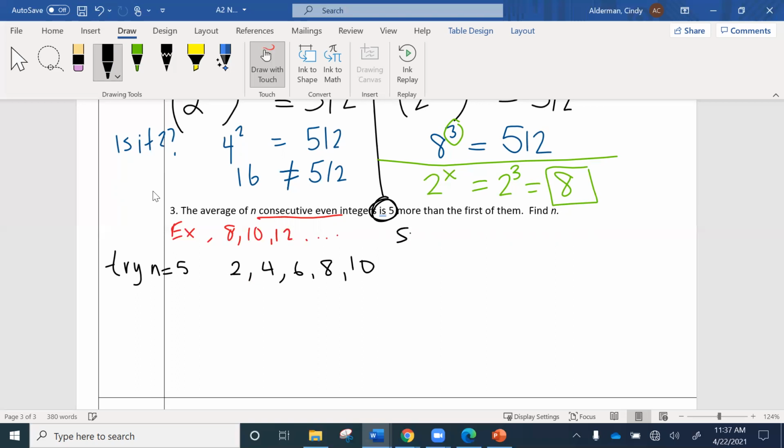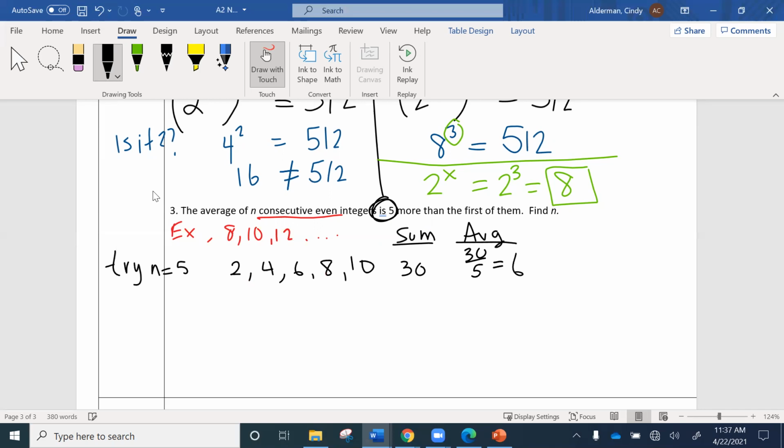Well, if we add them all up, we'd get 30. But you know how to find the average. Average is the sum divided by the number of numbers. So this would be 30 over 5, or 6. All right, so we did the math. Now we have to see if it works. So the average, which is 6, is supposed to be equal to 5 more than the first of them.